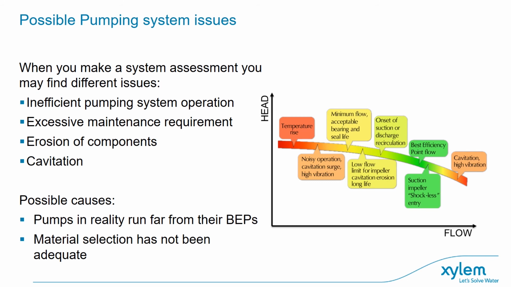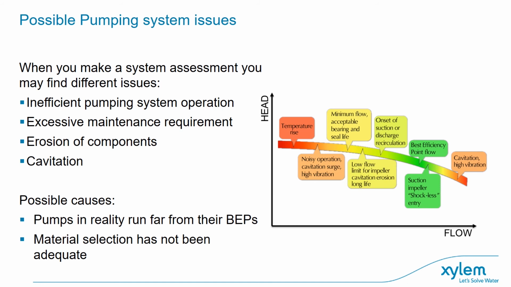When you make a system assessment, you may find different issues: inefficient pumping system operation, excessive maintenance requirement, erosion of components, and cavitation itself. This is mainly due to the fact that pumps in reality run far from their best efficiency point, and the material selection might not have been adequate to the application.